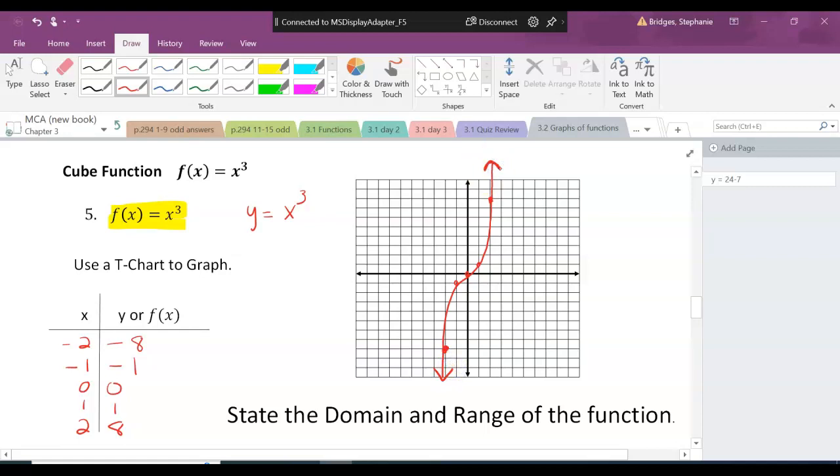So that's kind of what our cube graph looks like. And then go ahead and state what you think the domain and the range are. Remember, those things get further and further. And as you progress, they're going to get taller and they're also going to get wider.